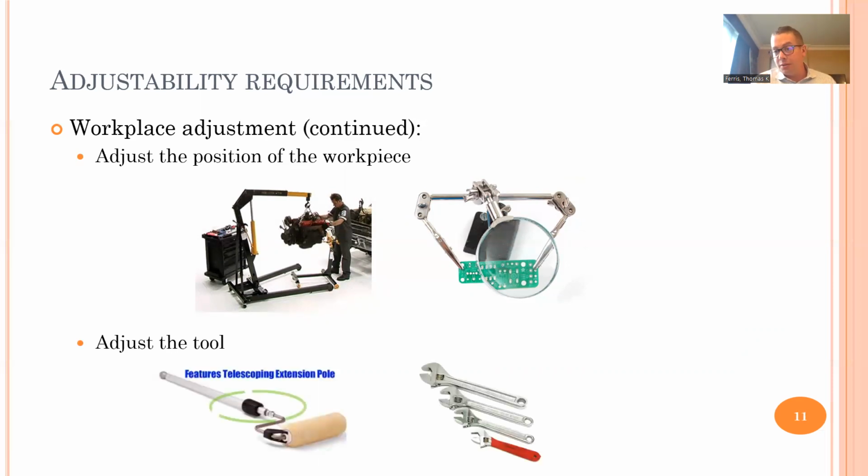We can also adjust the tool, and these are just examples of classic adjustable tools. You can imagine trying to paint the side of a barn if you couldn't extend your paint roller to reach 15 feet up. And then what are you going to do? So the tool being able to extend is an easy way to make that workspace adjustable. And of course, there's a whole bunch of different hand tools that are, by their nature, designed to be adjustable to a lot of different ranges.